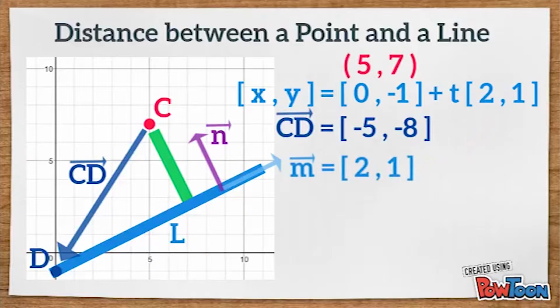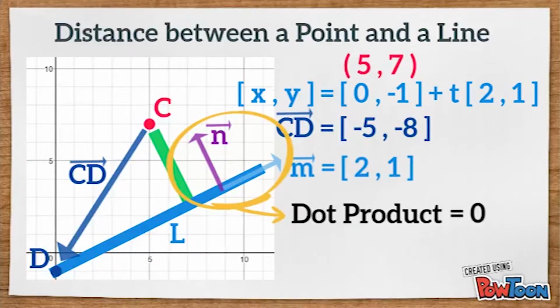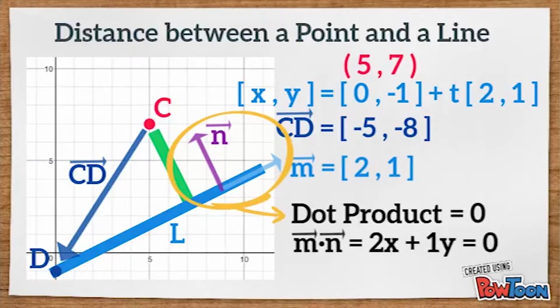One way to find a normal vector is to use the dot product. Remember that the dot product between two normal vectors will be 0. As such, we can use trial and error to find the normal. For instance, (-1, 2) is a normal vector n.